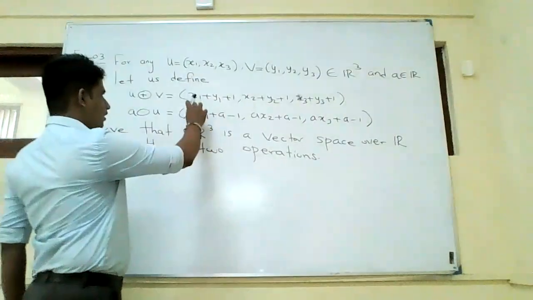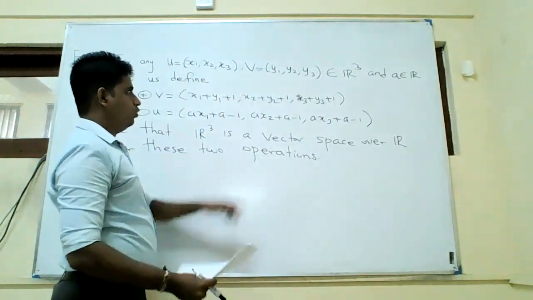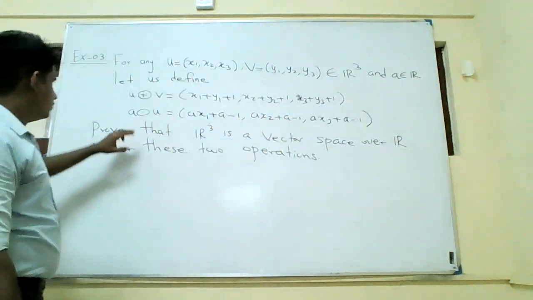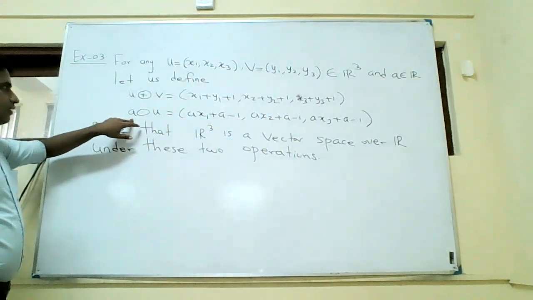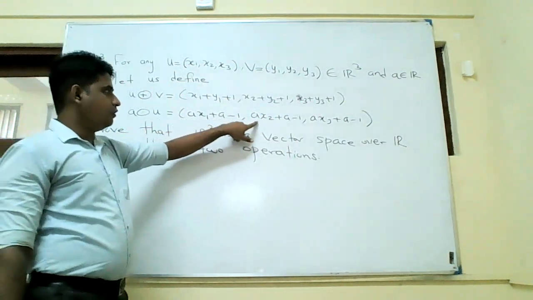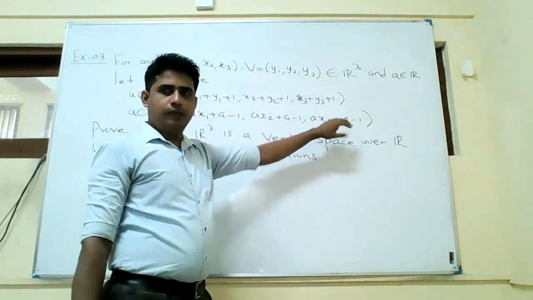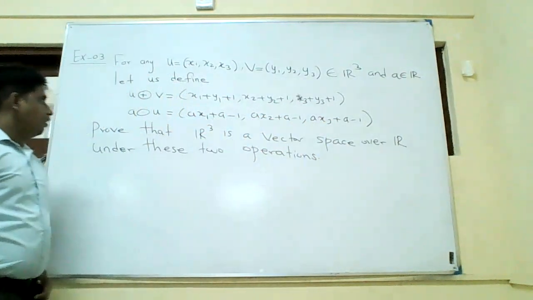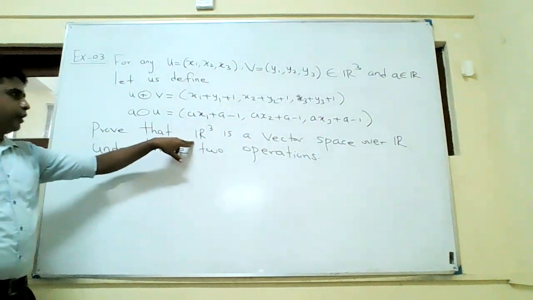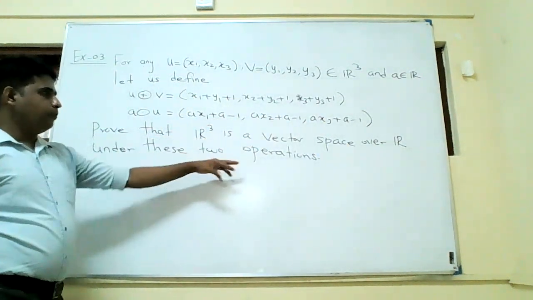They define it like this: x1 plus y1 plus 1, x2 plus y2 plus 1, x3 plus y3 plus 1. And the scalar multiplication of this vector is a x1 plus a minus 1, a x2 plus a minus 1, a x3 plus a minus 1. We here prove that R cube is a vector space over real numbers under these two operations.